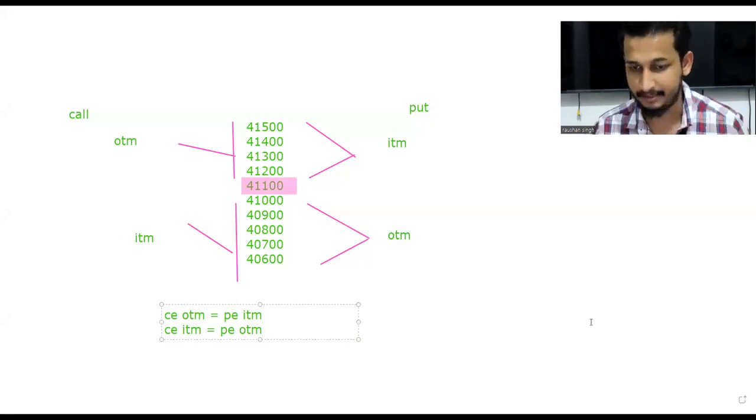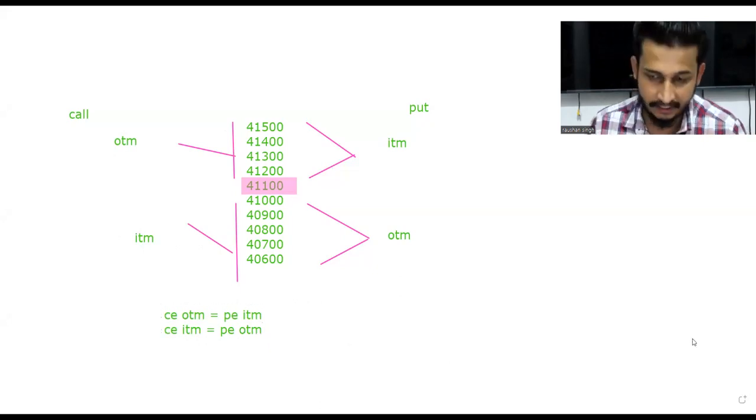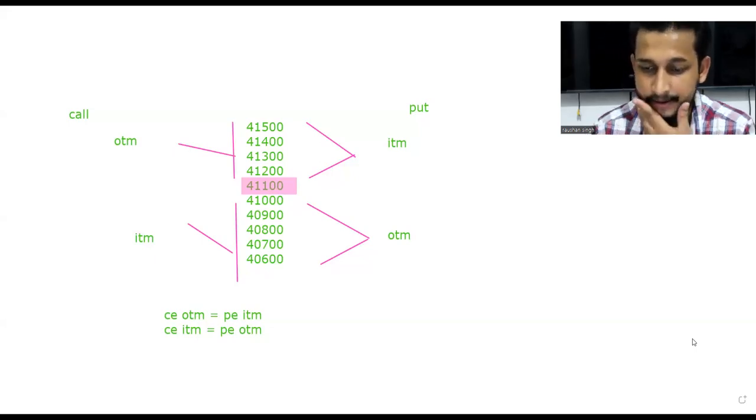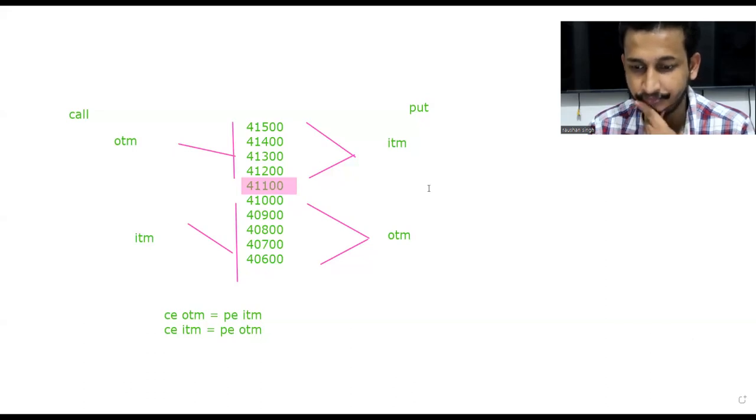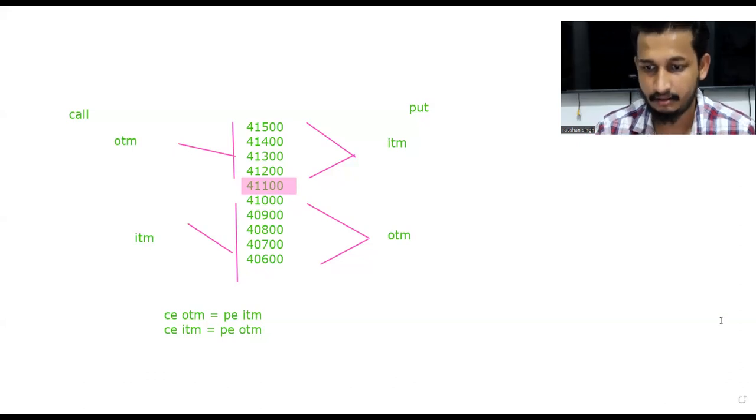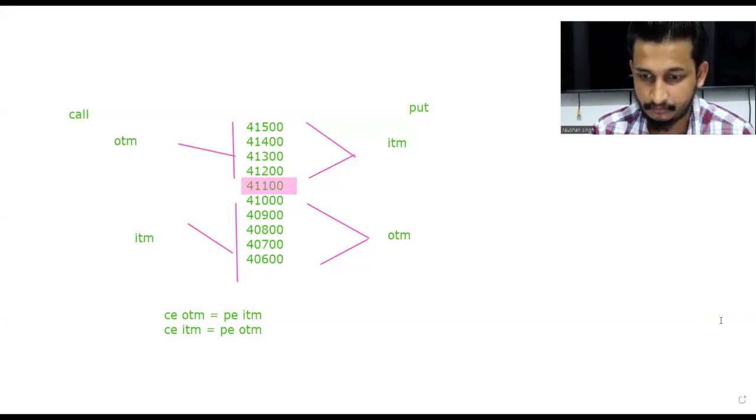Okay, this is simple. If you have any doubt, please do let me know. If you have a doubt, tell me before I move ahead to the next step. Okay. Yes, Preeti, let me know what's the doubt. Okay. Sir, what is ITM and OTM? I am telling that, I am coming to that now.